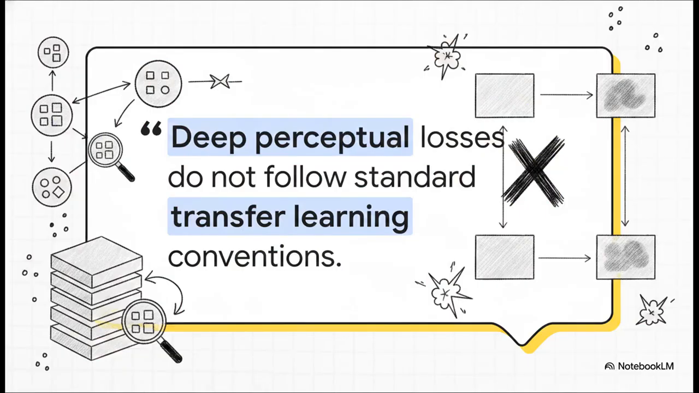But highlight this golden rule in your notes. Deep perceptual losses do not follow standard transfer learning conventions. In normal transfer learning, you always want the deep, final layers, right? But for perceptual loss, you absolutely need the features from the early to mid layers.